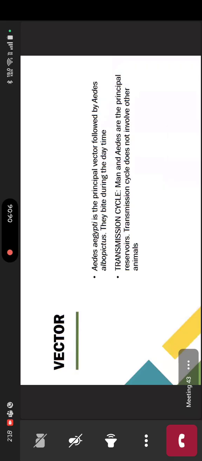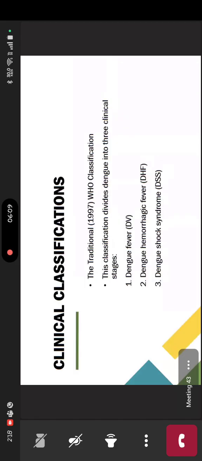Let's move forward. So let's talk about the clinical classification. What is the classification of dengue virus? There is a traditional classification given by the WHO, or World Health Organization, in 1997, which is followed till now. According to this classification, dengue is divided into 3 clinical stages, right, students? This is the traditional classification which is also followed now.